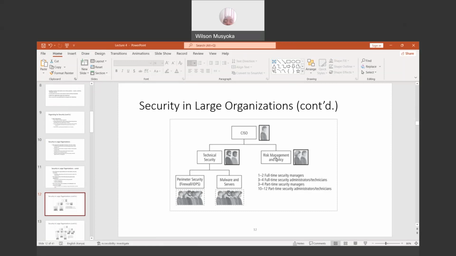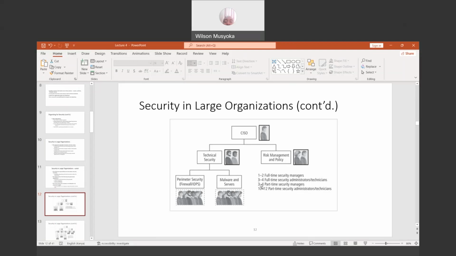And then we also have the risk management and policy. These are the people who are going to generate the policies. These are the people who are going to sit down and look at what are the trends within the industry, what are the threats we might be facing, and how can we create a policy that is going to ensure that the security is adhered to.